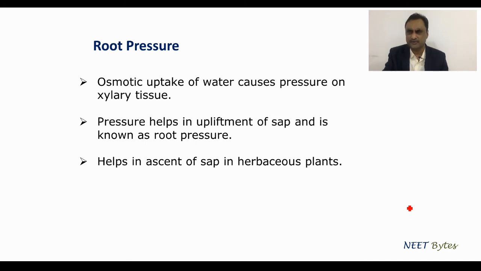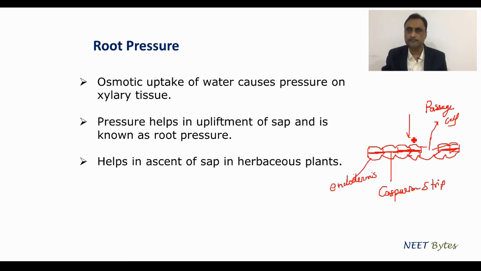Okay, first see what the root pressure theory is. Now in case of root pressure, what happens? Due to osmotic uptake of water, pressure is generated over the endodermal wall, because in the endodermis, you see, there is a Casparian strip, right? So let's try to understand by a very simple figure. Have a look at this figure. So this is the endodermal wall of the root. So what we see is that there are Casparian strips, right?